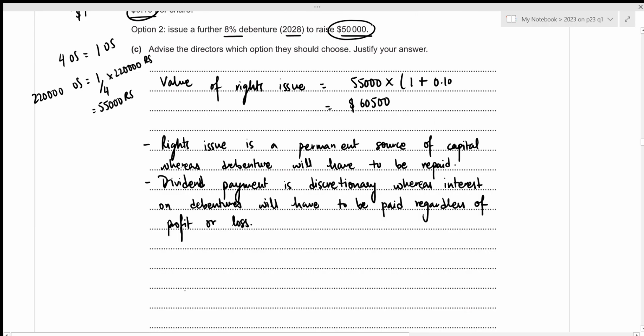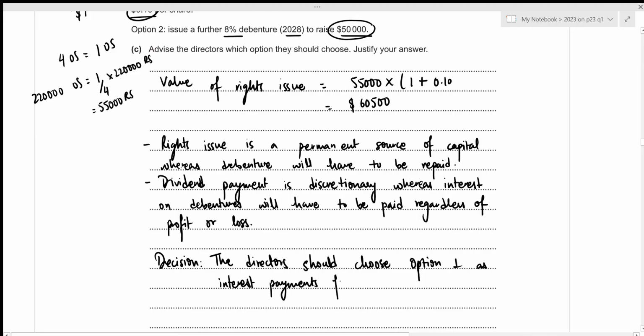Now, based on these factors, you need to make a decision. And in cases where you need to choose right share or debenture, personally, I would always side with right shares because interest payments will reduce the profits, whereas for right shares, the dividend payment is discretionary. Let's write down the decision. The directors should choose option 1 as interest payments for debentures will reduce profit.